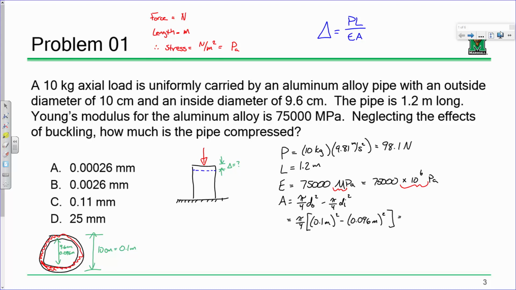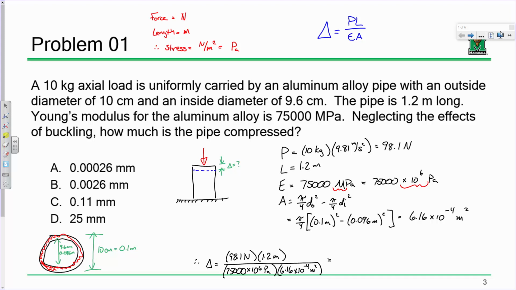Say it again. 6.16 times 10 to the negative 4. That's in square meters. Okay. So therefore, delta is going to equal 98.1 newtons, 1.2 meters, 75,000 times 10 to the 6 pascals, 6.16 times 10 to the minus 4 square meters.